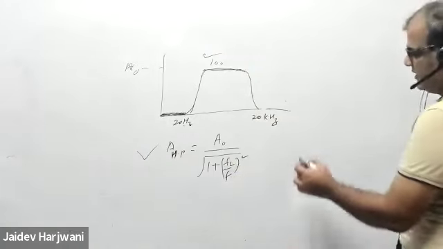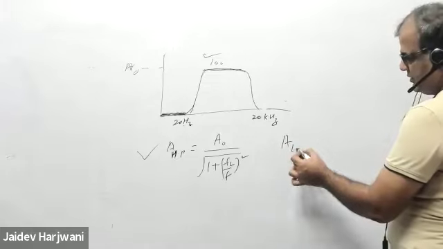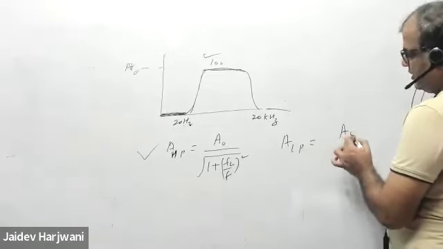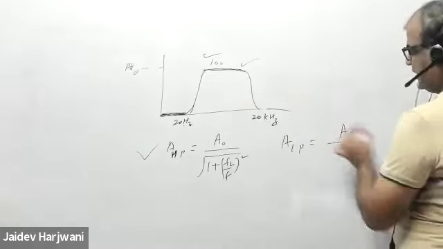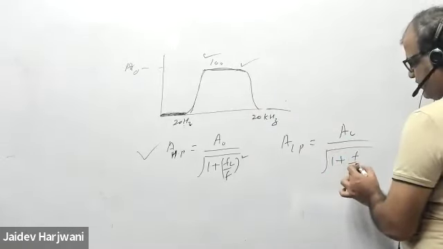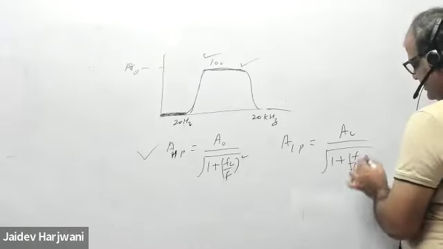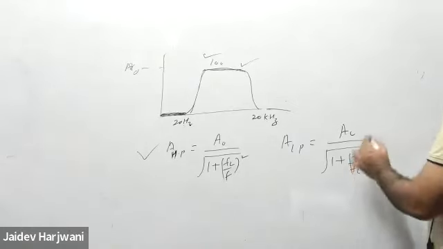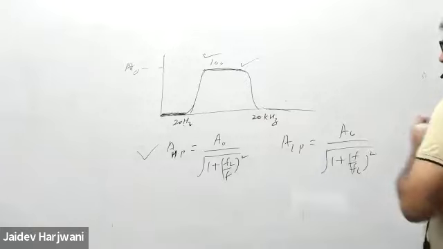Similarly, for low pass, I can write A naught, which is the gain value, and then it decreases with frequency, with the term F upon FL squared. If F is infinite, the whole gain becomes 0.